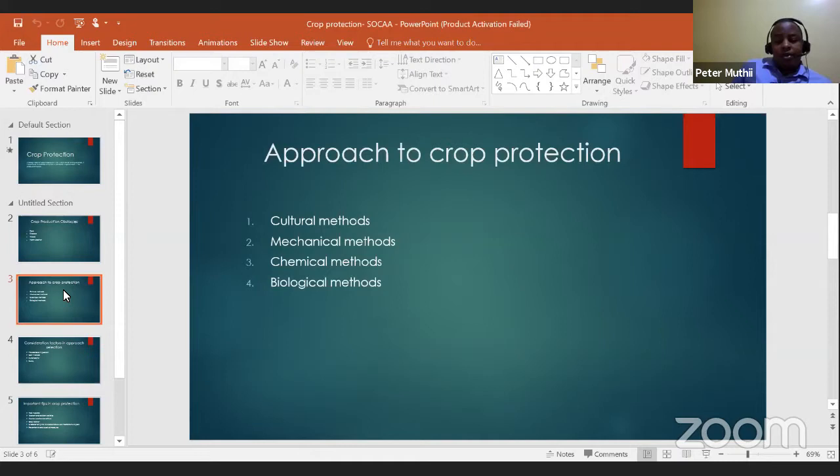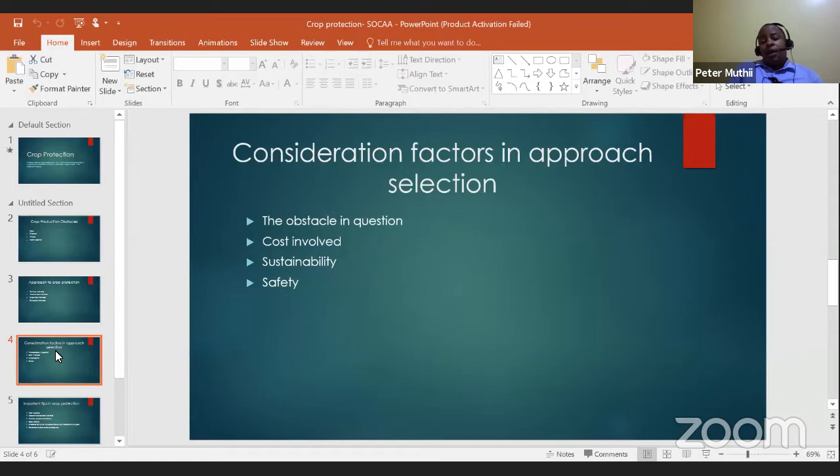When you're talking about nematodes, others are growing melons, and you introduce Trichoderma species that will actually attack the eggs of that pathogen at that stage. So there are different approaches that you can use in crop protection. Sometimes you combine, looking at maybe the economic benefit of combining each. And the choice of which one to use is also determined by the level of attack of that obstacle. So those are the four main approaches that you use, especially when addressing crop protection.